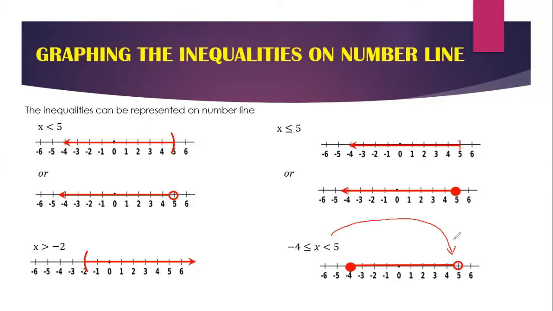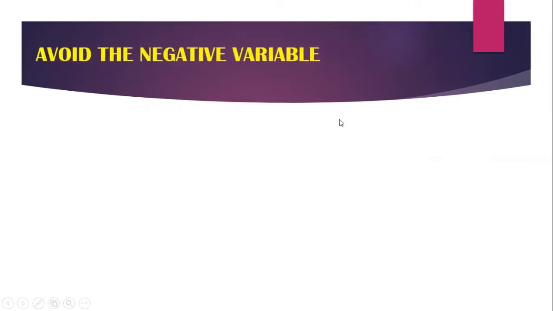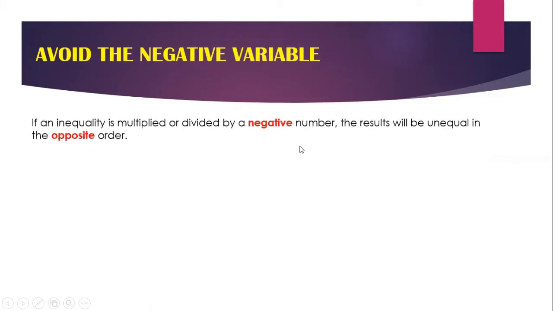Is it clear, everyone? Okay, good. Avoid the negative variable for the last answer. If an inequality is multiplied or divided by a negative number, the result will be unequal in the opposite order. Once again, if an inequality is multiplied or divided by a negative number, the result will be unequal in the opposite order.